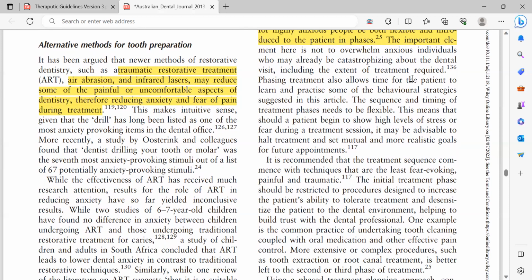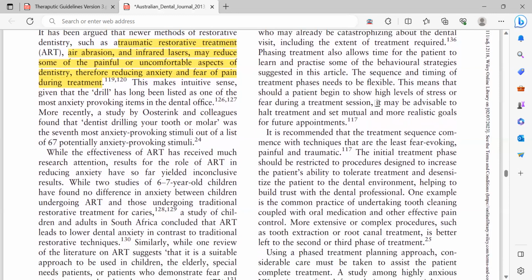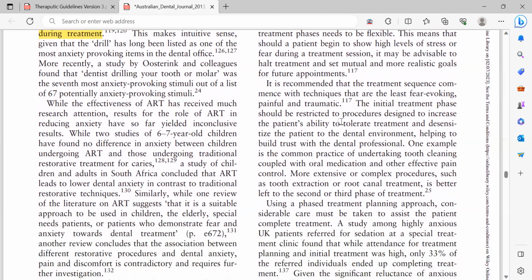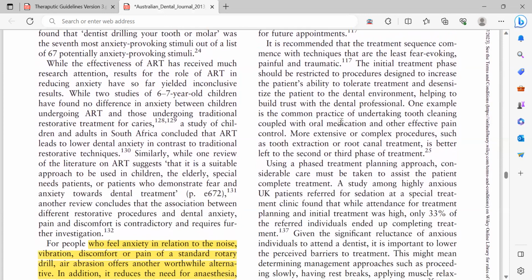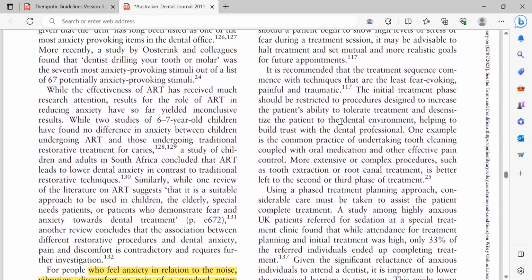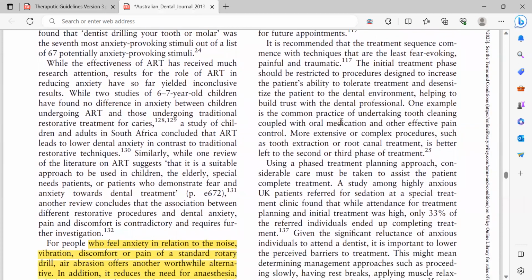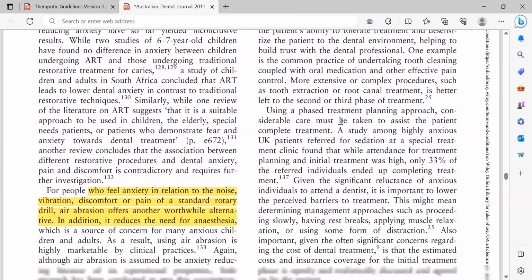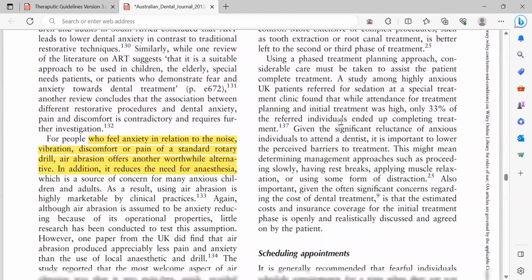It has increased, so you should take a stepwise method. Phasing treatment also allows time for the patient to learn and practice some of the behavioral strategies suggested in this article. They can use any of these techniques that can help them, and you should make the treatment plan more flexible with them, because they are also dealing with their fear. That is a very important thing. You should also be more calm and cooperative with them.